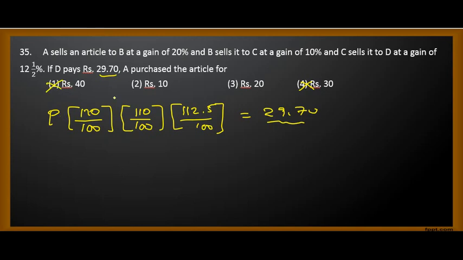Now even if you take option 2, what is given? 10 increased by 20% will become 12. On that 10% you will get approximately 1.2, so 13.2. Even if you increase 20% or something more than that, it never reaches 29.70. So option 2 is ruled out. The only choice left is option 3, or else you can solve the expression. Okay, so the answer is option 3.